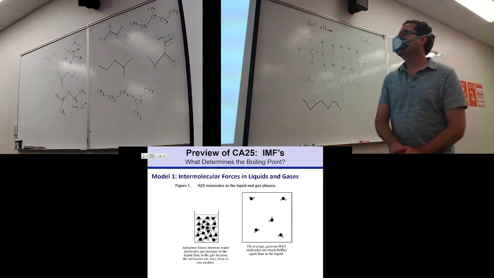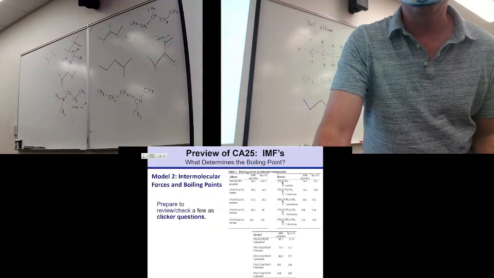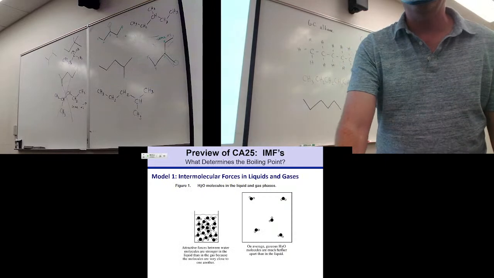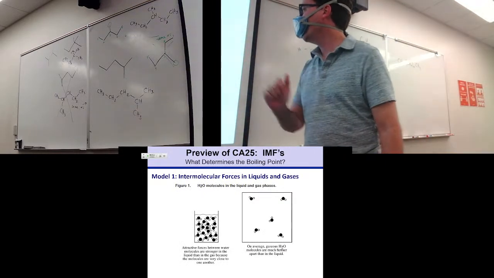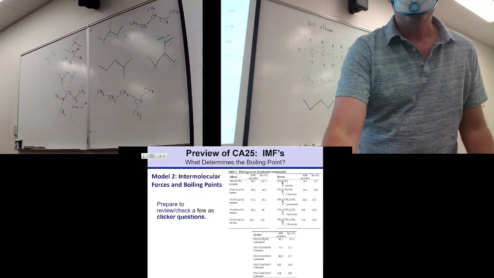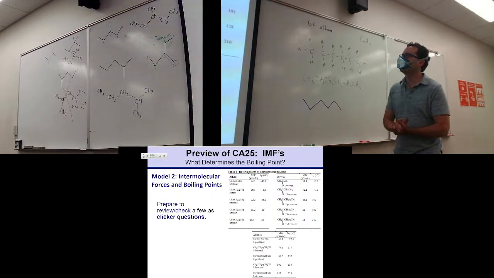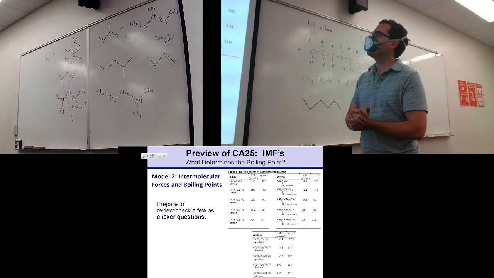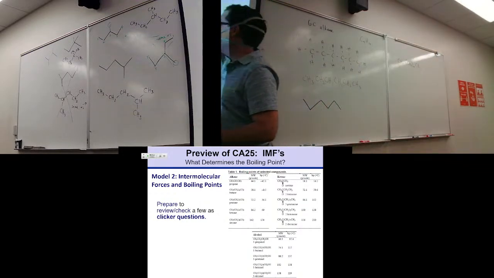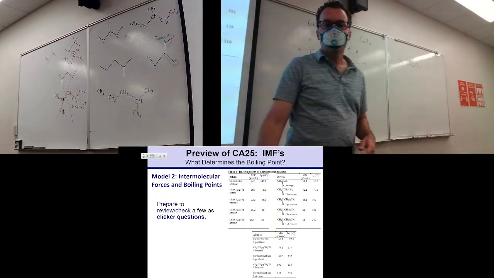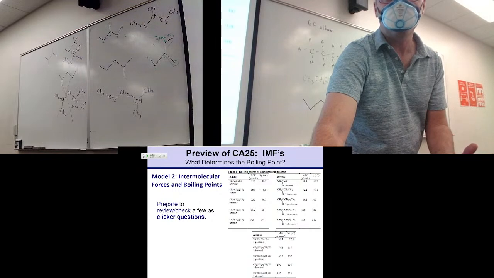Let's start with the basics. In Model 1, there's just a basic diagram of water molecules in a liquid and then water molecules in the gas phase. In Model 2, which is where we are really going to get into it, is a chart of boiling points for a series of alkanes, a series of ketones, and a series of alcohols. That's kind of why we needed to understand a little bit of organic chemistry first.